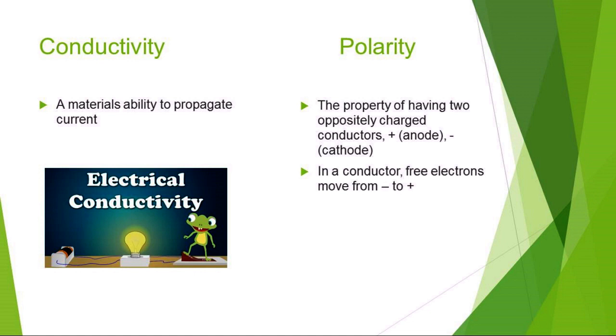Polarity is the property of having two oppositely charged conductors, an anode, which is positive, and a cathode, which is negative. In a conductor, free electrons move from negative to positive, because electrons are negative and they get driven away from the negative electrode to the positive electrode. Like charges repel and unlike charges attract.